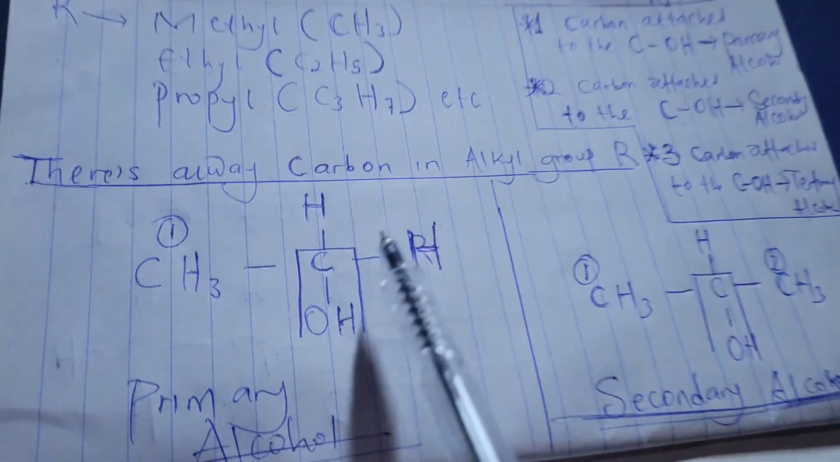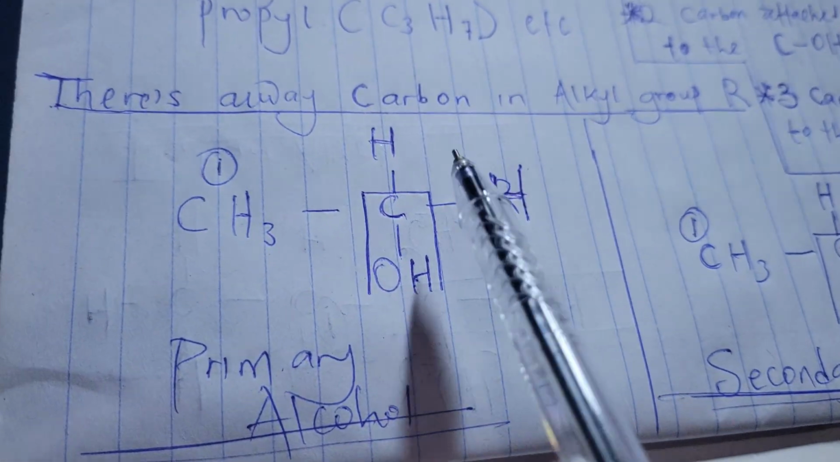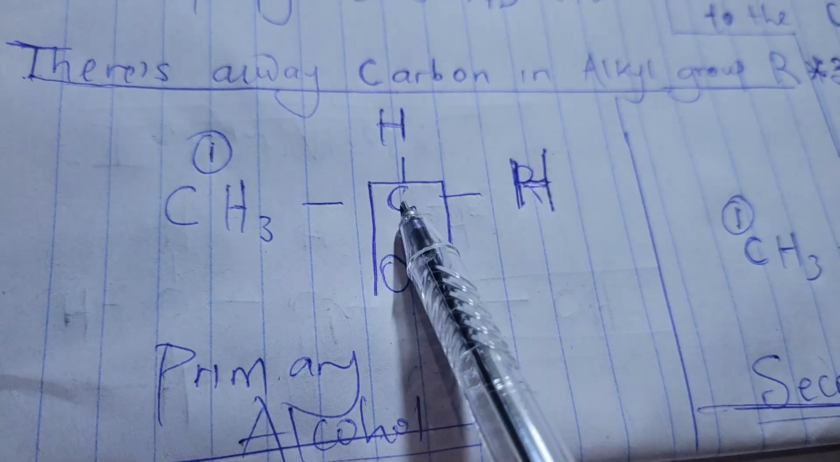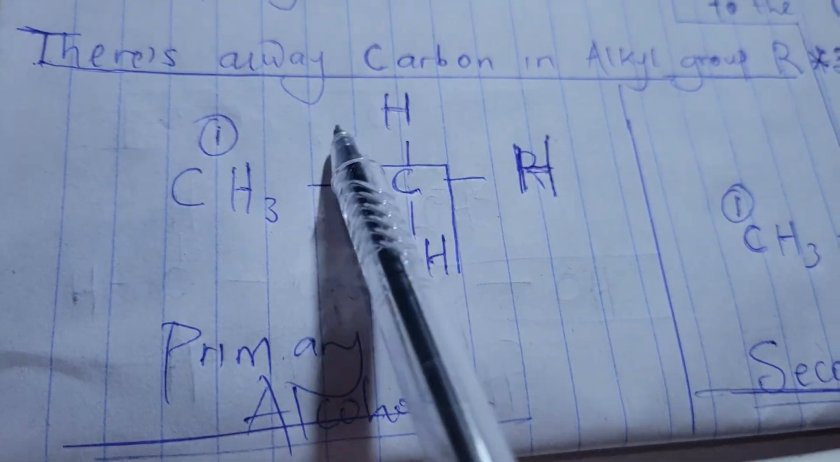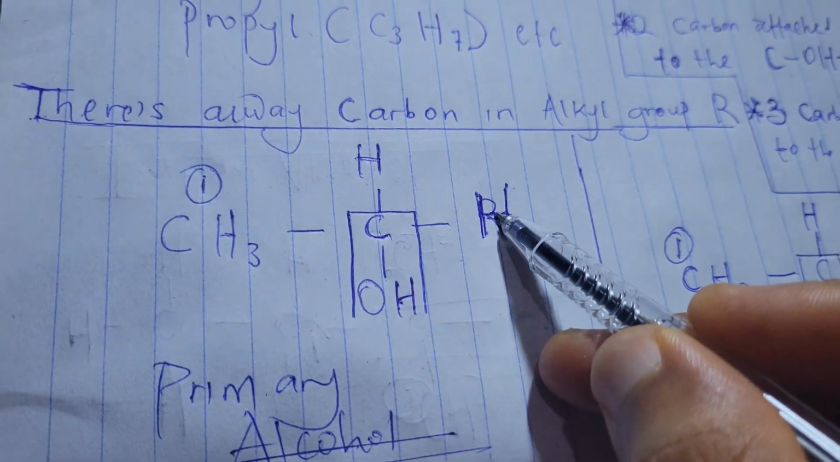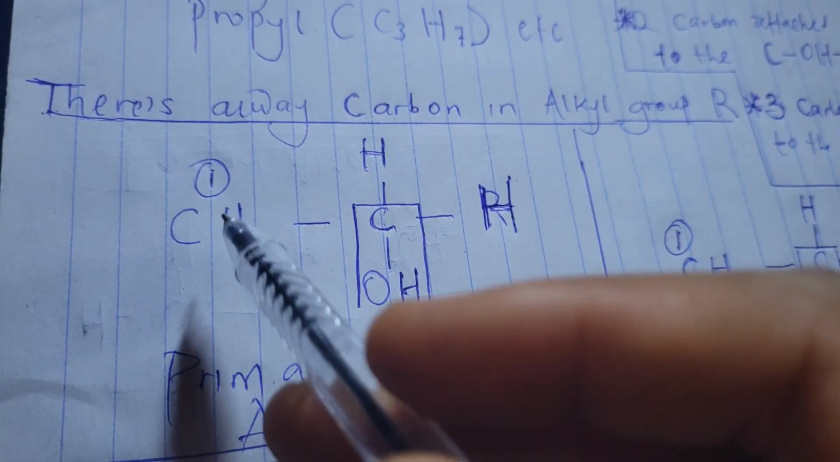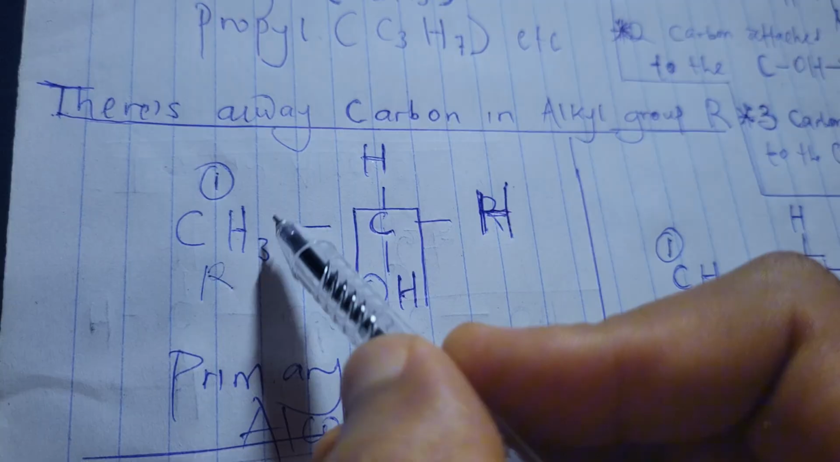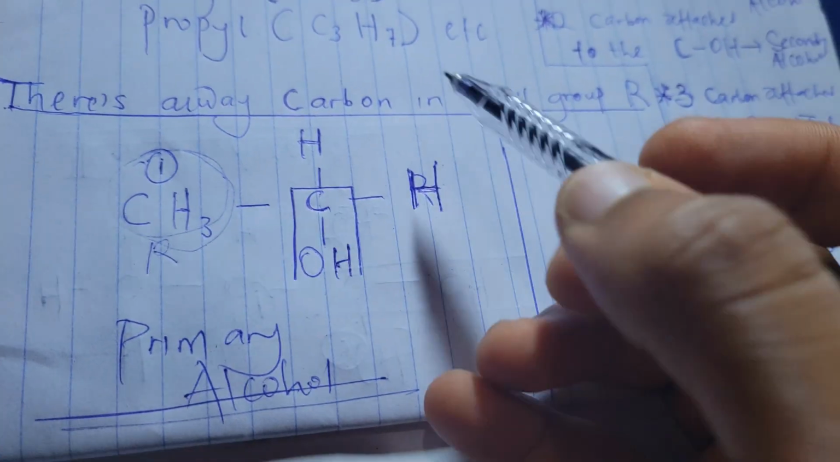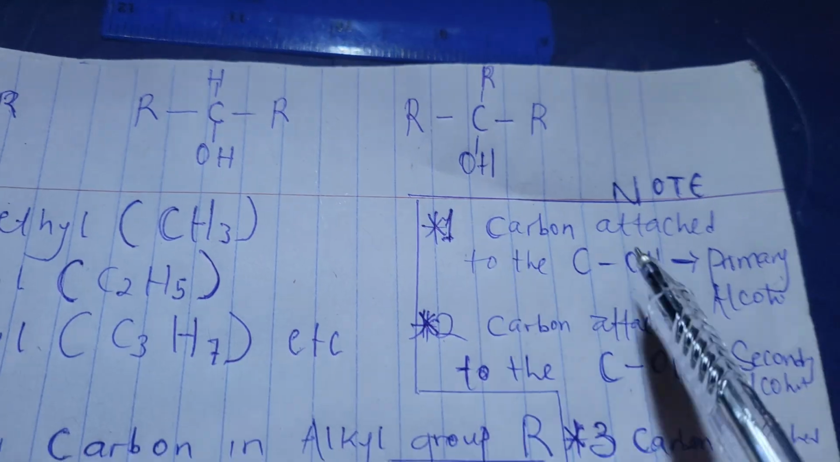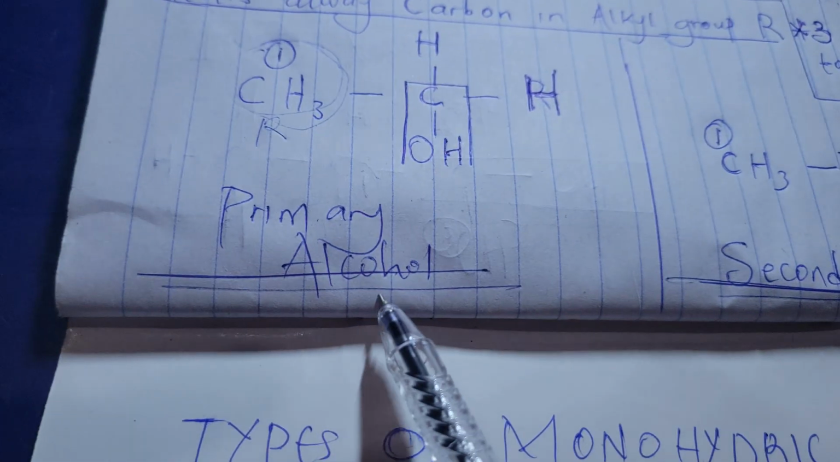Now let's take this example. You can see this first question. They ask you if this is a primary, secondary, or tertiary alcohol. Now you can see this diagram. This is the COH, the carbon that has the OH. Now you check around it. This thing is H, please note it's H. This one is basically R, so it has just one carbon. This is the R, we take it as one carbon. This is H. Because it has one carbon attached to the COH, it's primary. So this is a primary alcohol.